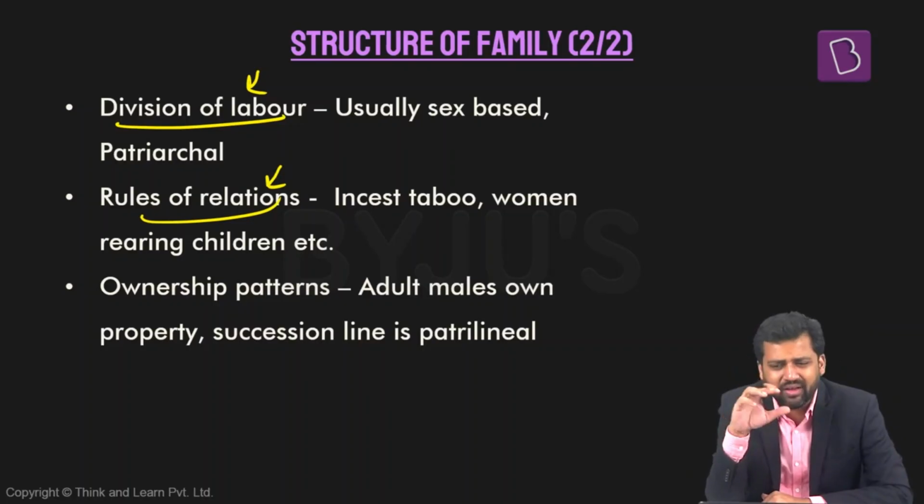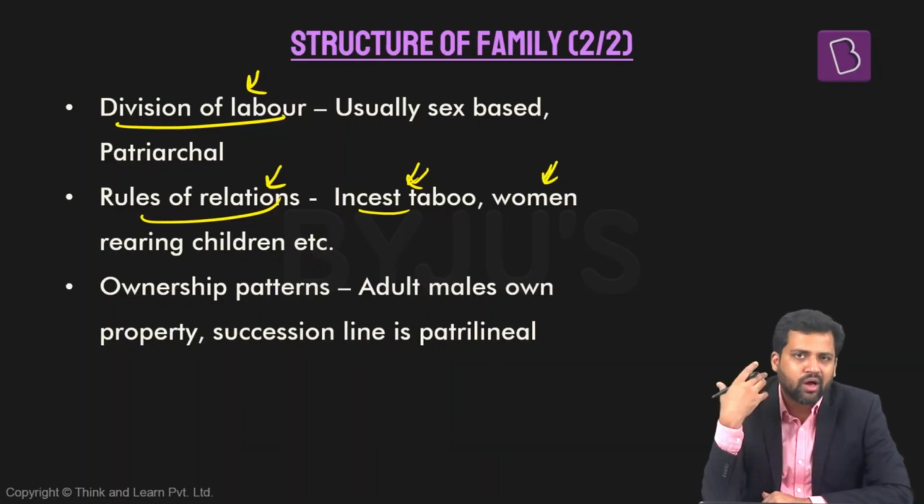What kind of rules are there? Incest is generally considered taboo. Incest means sexual relations between family members. So there are different kinds of social norms which prevent sexual relations between family members. And then there are other rules. For example, women are expected to take care of the children. They're supposed to bring up the children.